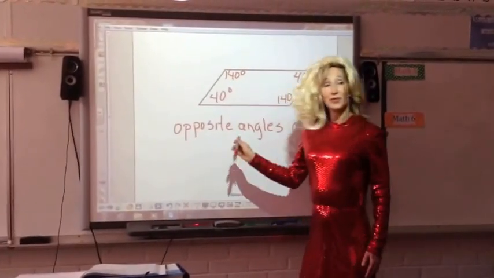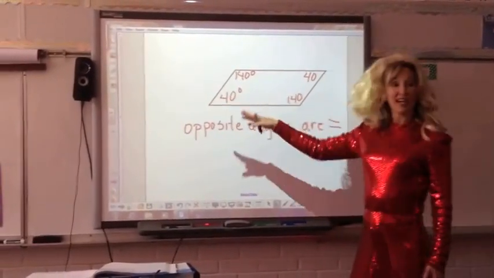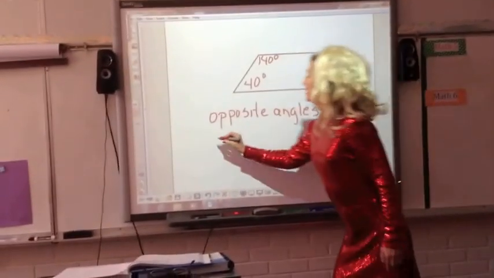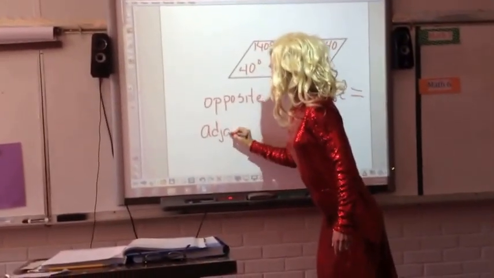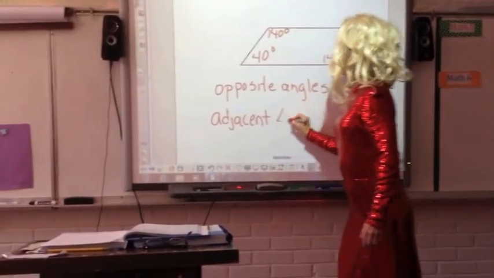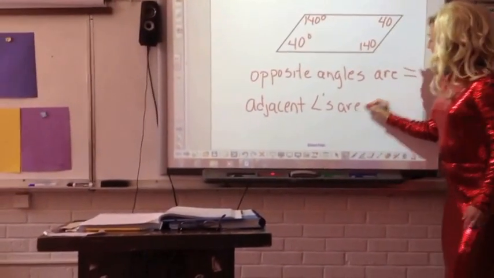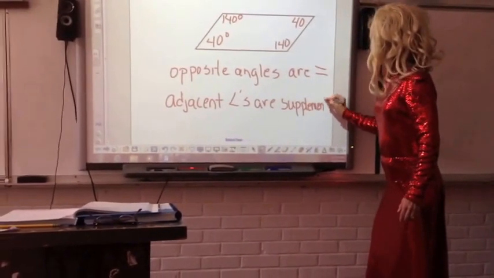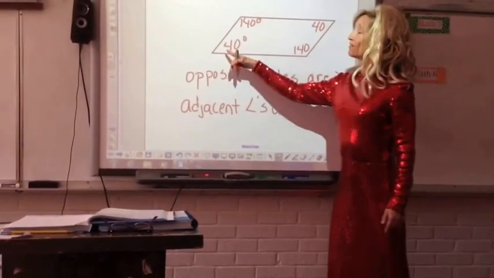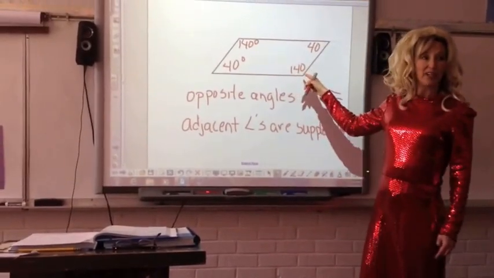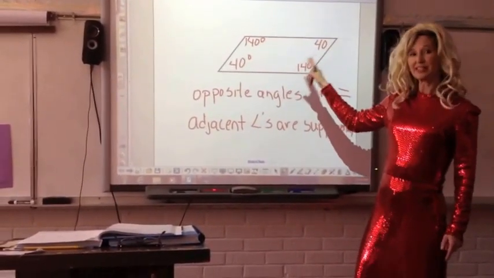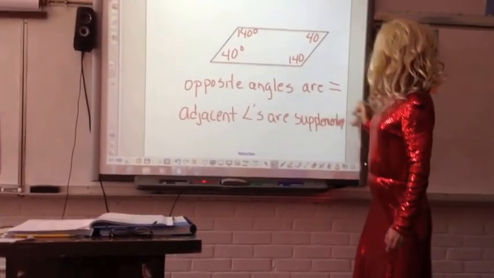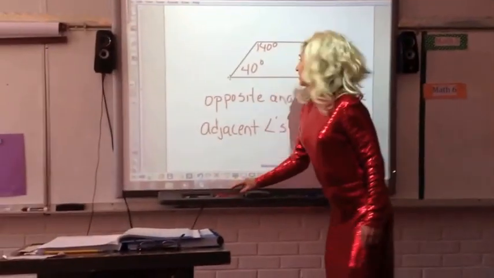Now there's another rule. Who remembers what adjacent angles are? Adjacent angles are side by side, and adjacent angles are supplementary. And you can look, 40 and 140 adds up to 180. That's what supplementary means. Angles that add up to 180. So adjacent angles are supplementary. So let's look at something else.